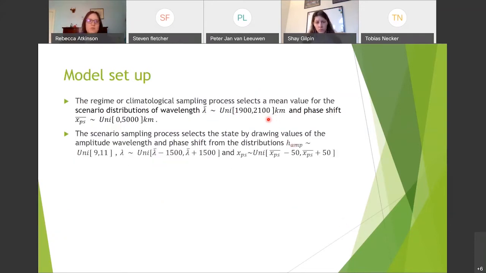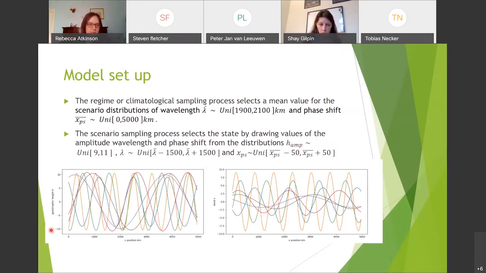So I'll show one set of results for a regime, and in this one, the mean wavelength and mean phase shift are chosen on a climatological level, from uniform distributions. There's an ensemble sampling process which then selects the amplitude of the height from a uniform distribution, and the wavelength and phase shift from uniform distributions centered on the means found from the climatology. To give an example of the states this produces, this is showing the height on the left and the wind states on the right across the domain.